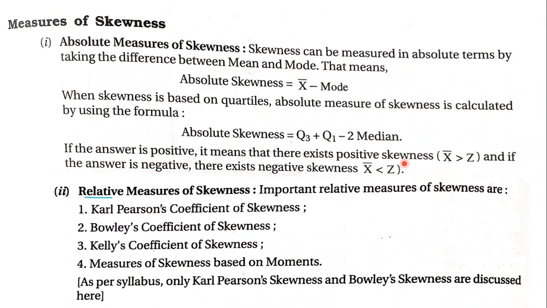Next is relative measure. In this chapter, relative measure is important. A few of the methods of relative measures of skewness are Karl Pearson's coefficient of skewness, Bowley's coefficient of skewness, and Kelly's coefficient of skewness. Kindly do not confuse the methods of index numbers with the methods of skewness. Read the question thoroughly and then answer. For our syllabus, we have Karl Pearson's coefficient of skewness and Bowley's coefficient of skewness only. We don't have the next two methods, that is Kelly's coefficient and skewness based on moments.